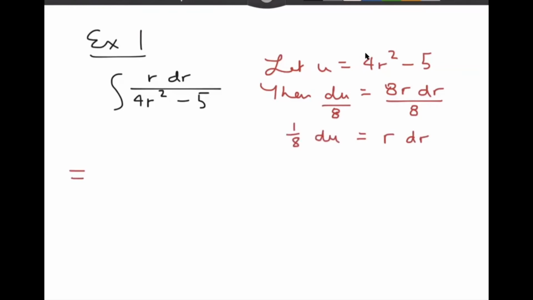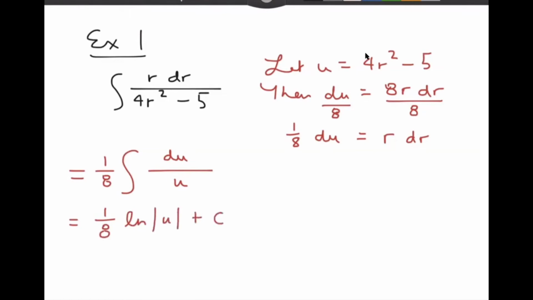So this integral, the 4r squared minus 5 is going to be replaced with u. And then the r dr is going to be replaced with 1/8, which can go out here, du. And hey, that looks familiar, right? That's what we just went over. The integral of du over u is natural log absolute value u plus c.